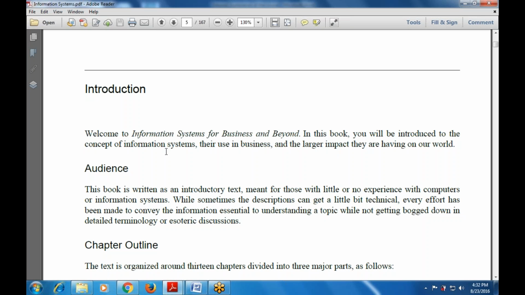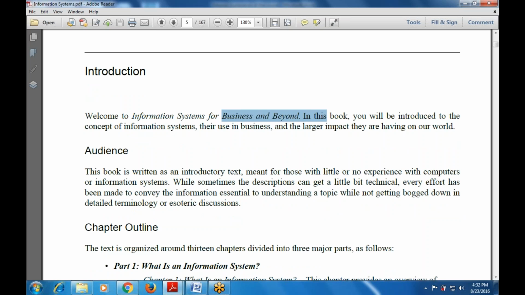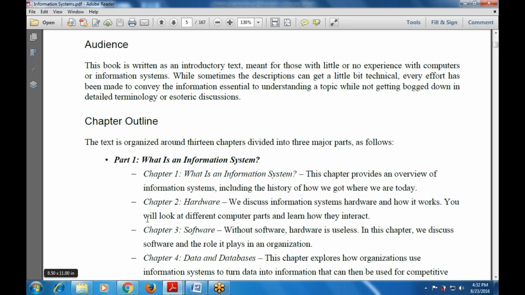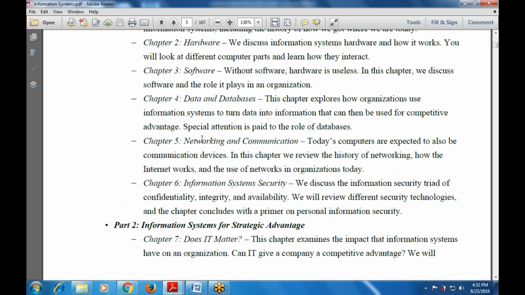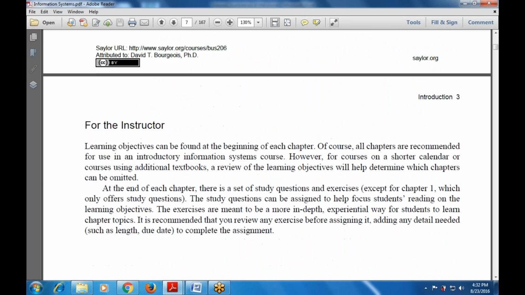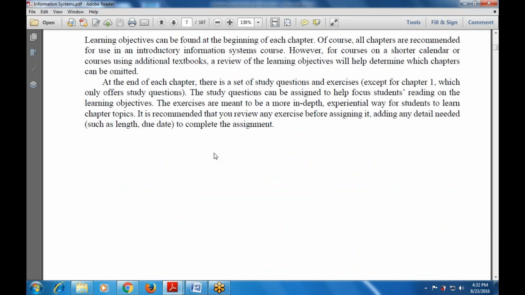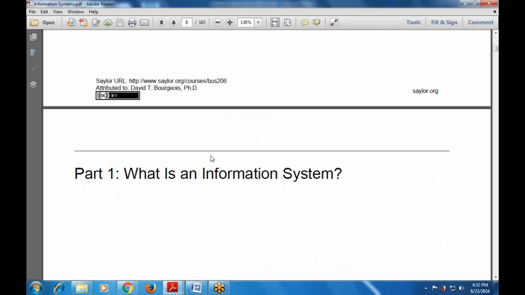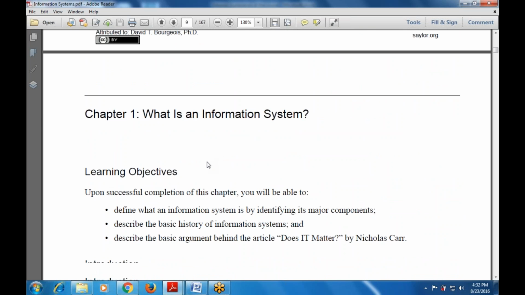So let's talk about the first one. Welcome to Information Systems for Business and Beyond. Now the chapter outline, this is chapter number 1 that we have already discussed, what we are going to study in this chapter. Now let's talk about part number 1, the information system. Chapter number 1 is what is an information system.